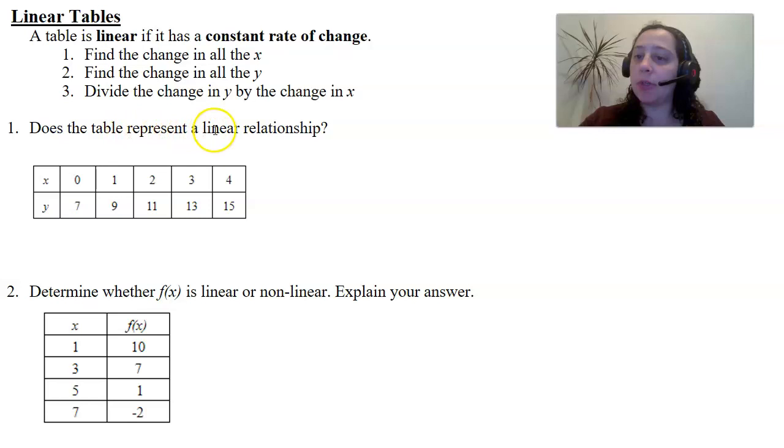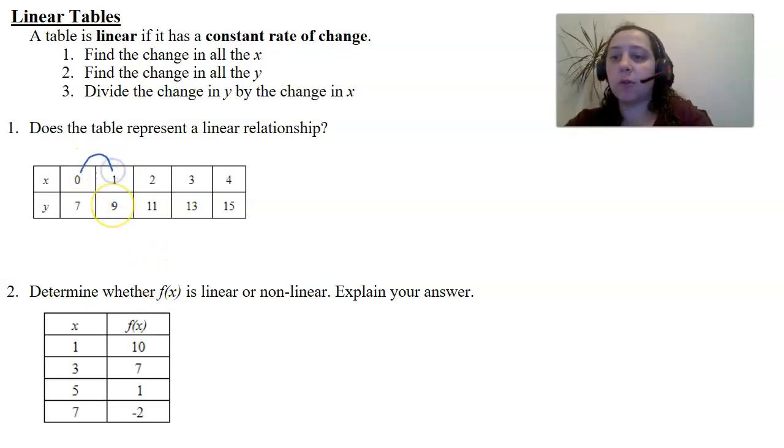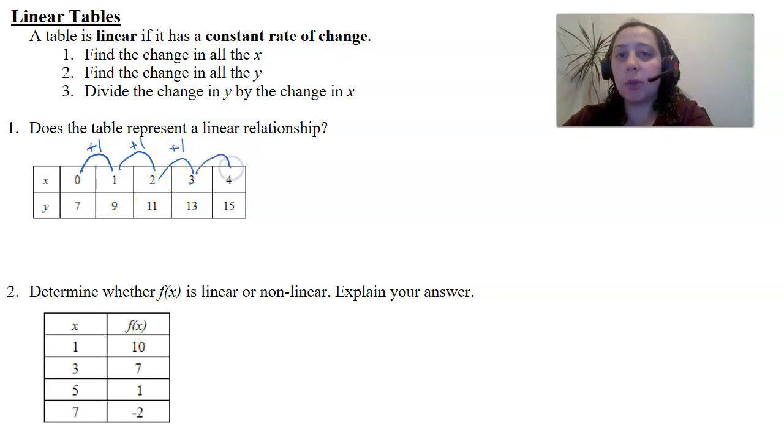Does the table represent a linear relationship? Here we have our table, with our x on top and our y on the bottom. Let's find our change in x. Between 0 and 1, our change is plus 1. 0 plus 1 is 1. Alternatively, 1 minus 0 is positive 1. Between 1 and 2 is plus 1, between 2 and 3 is positive 1, and between 3 and 4 is also positive 1.